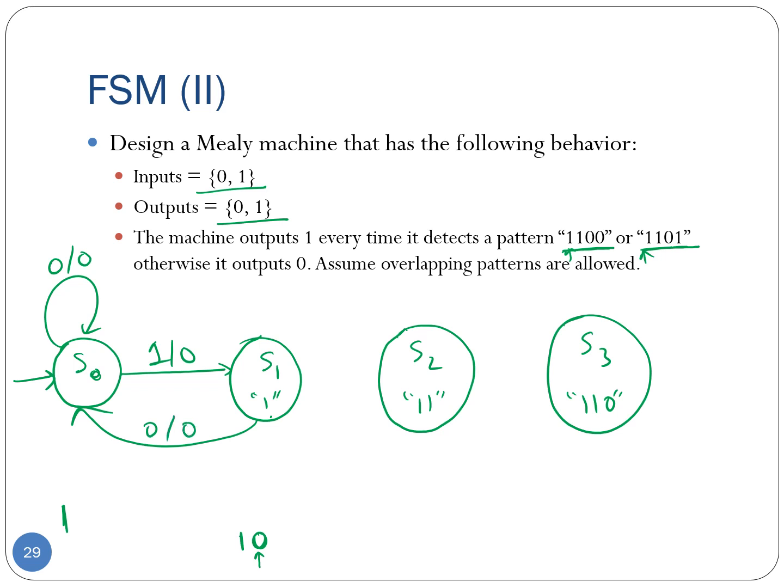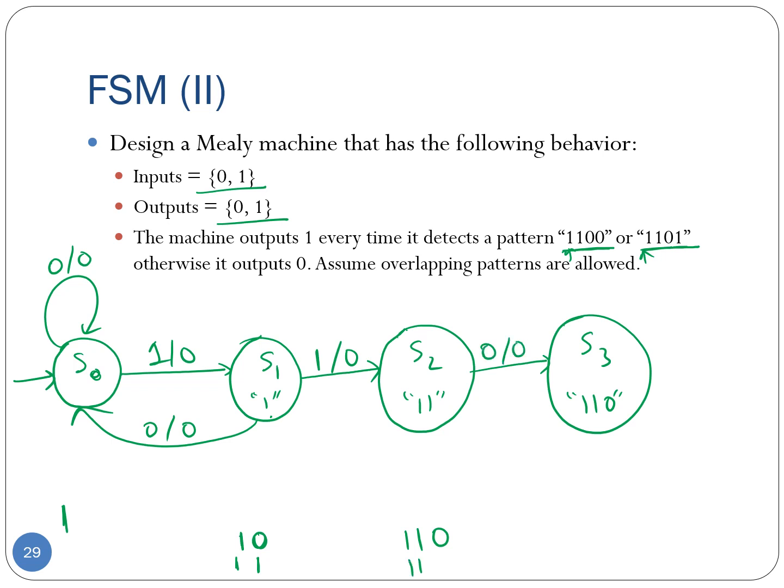However, having seen a 1 at S1, if we see another 1, this could be the 11 at the beginning of the patterns we are interested in. So if we get a 1, we transition to S2 and output a 0. At S2 again, we have already seen 11. Now if we see a 0, this means 110, this could be the prefix 110 for the two patterns that we are looking for. So if you get a 0, you output a 0, but you jump to S3.